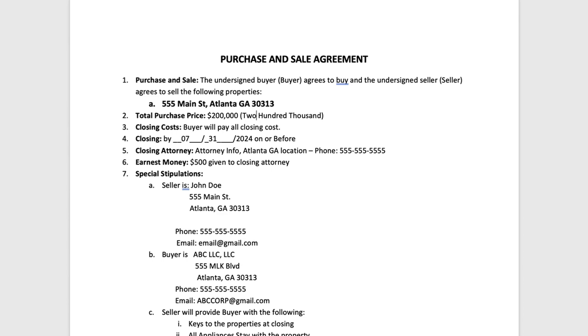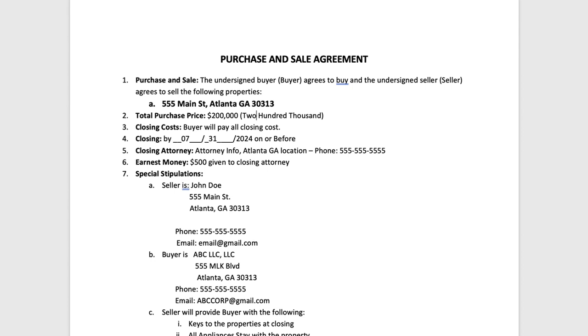You put the closing date. I always like to put "on or before" because I don't like doing amendments just in case we don't close at that closing date. You always put the closing attorney, the location, and their phone number. The next line, you're going to put the earnest money, what the earnest money is going to be.